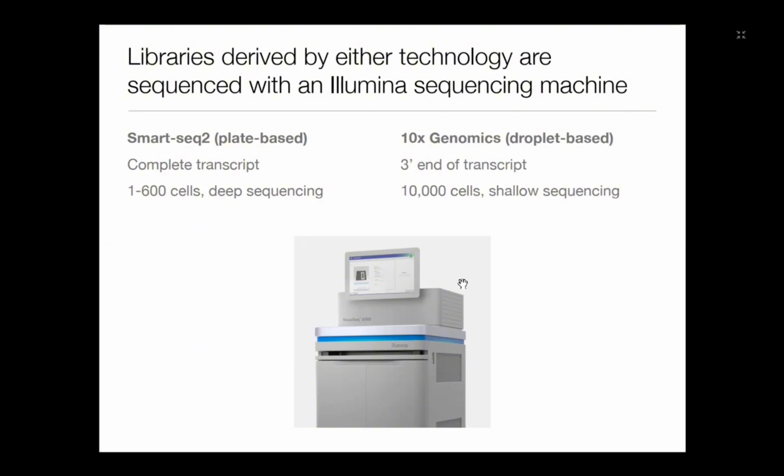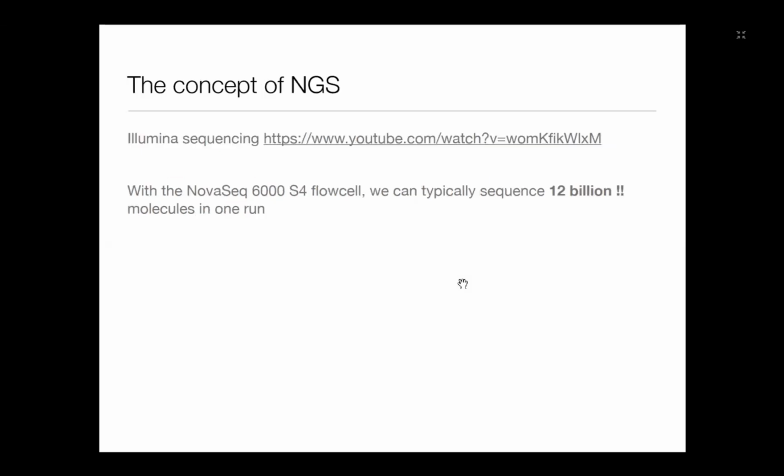With SmartSeq, we are sequencing the complete transcript and only, let's say, 1 to 600 cells, so a rather small amount of cells, and we sequence them quite deeply. For 10x Genomics, we sequence the 3' end of the transcript, so just a part. But we can sequence, let's say, 10,000 cells, and we sequence them more shallow, so not as deep.